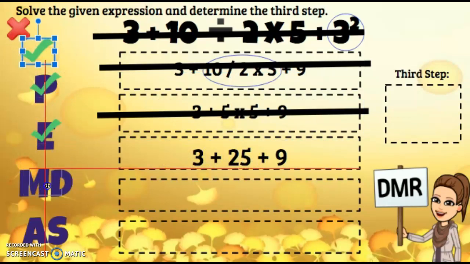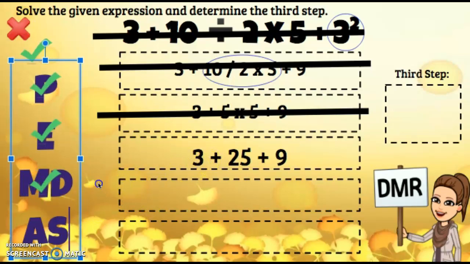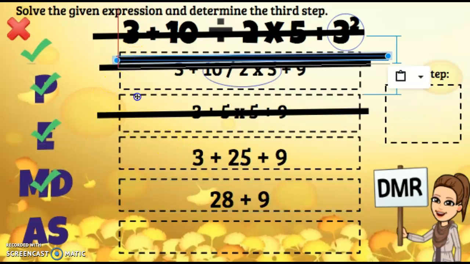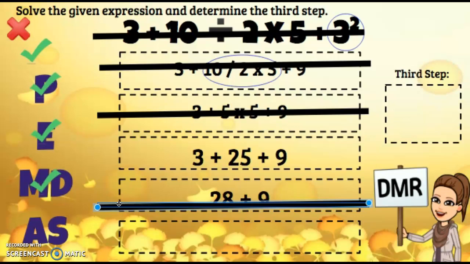Don't have any more multiplication and division, so now I go to addition and subtraction. I do have addition, I do not have subtraction, so I just add 25 plus 3: 25, 26, 27, 28. I get 28 plus 9, and since I am done with that expression, I'm going to cross it off, and now I just have to do 28 plus 9, and I get 37. So my answer is 37. Done with addition and subtraction, can put my check over it.